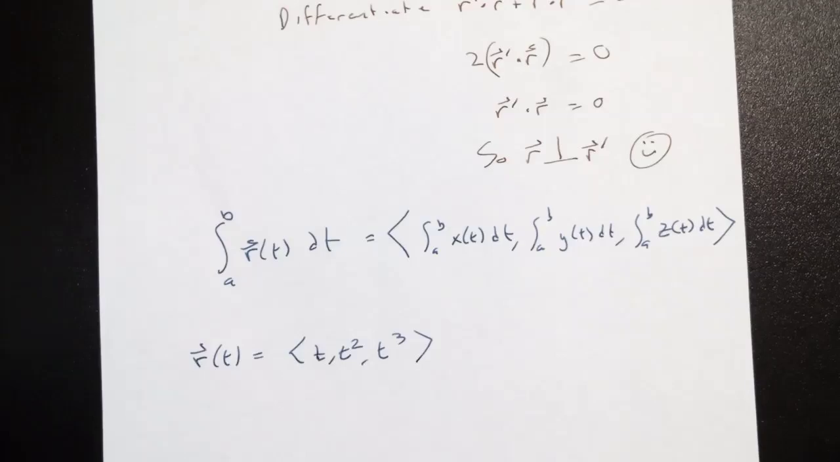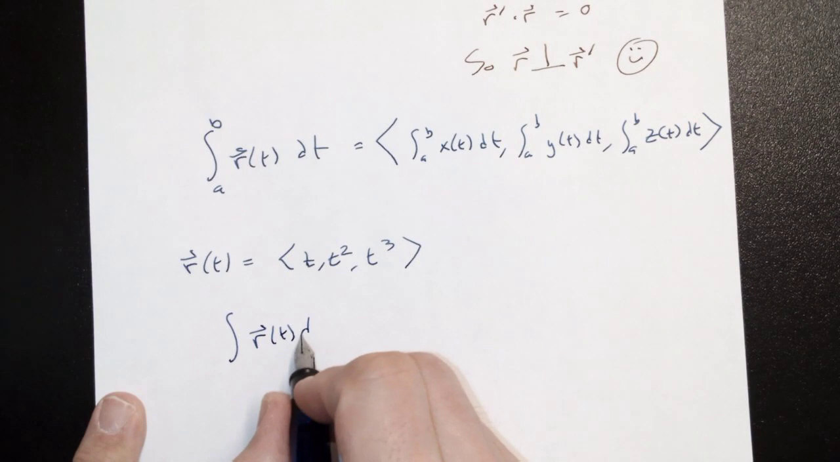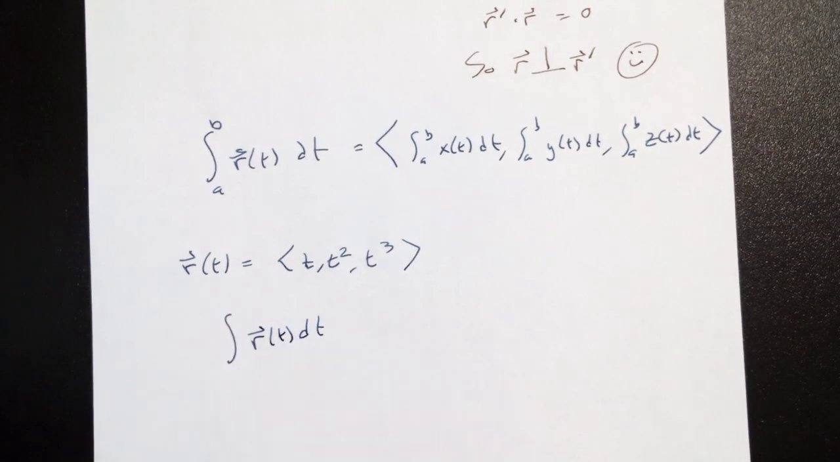If I were to integrate this with no numbers, then every time I do an indefinite integral, what do I end up with? At the end of every indefinite integral, what do we write down? Plus c, right? I got to write down a plus c. But I'm going to have to write down a plus c for the x, and a plus c for the y, and a plus c for the z, which means I have 3 of them, which means I have a vector of c's.